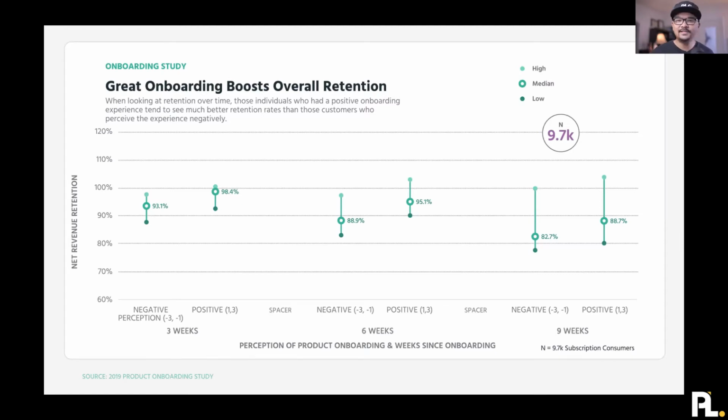After 3 weeks, 6 weeks, and 9 weeks, the stickiness, the retention, or the period that a user stays with a product is a lot higher when the impression of the product is great. When the user experience, the user onboarding, is really great, it's higher totally across the board over time.